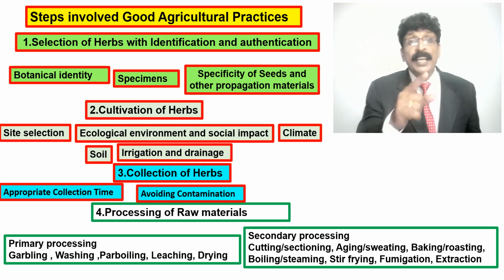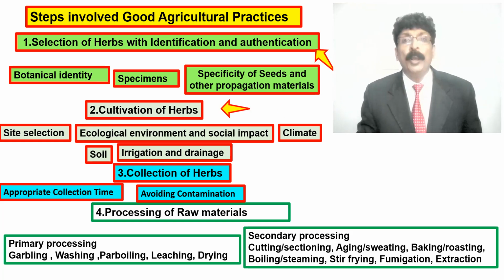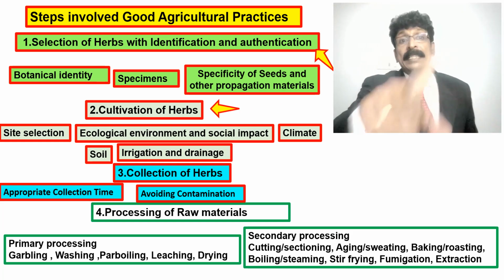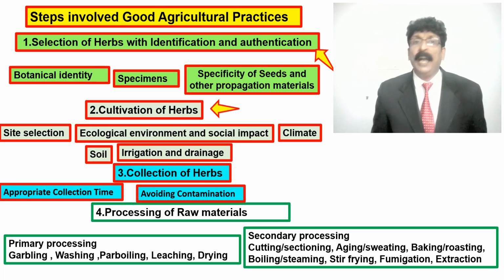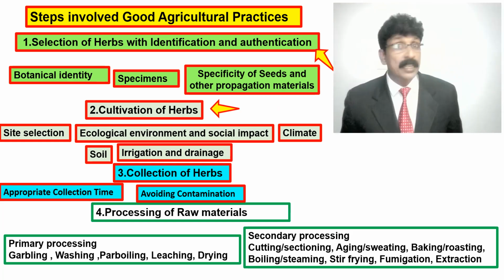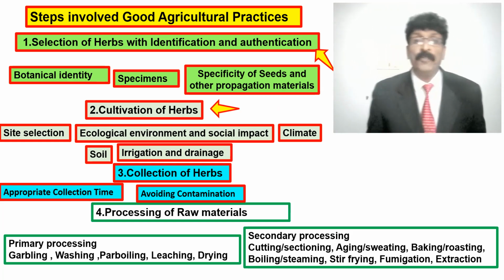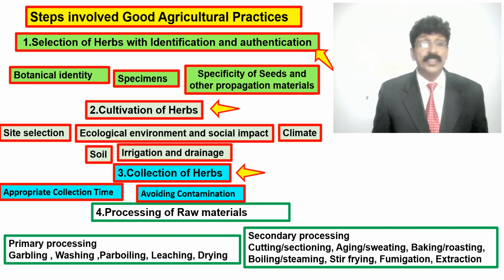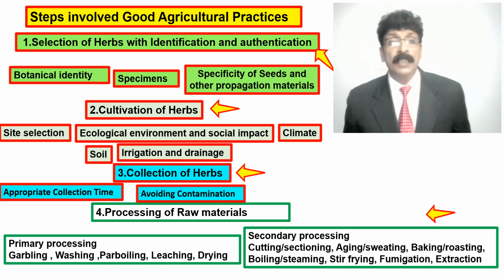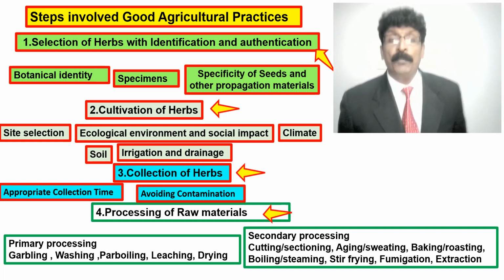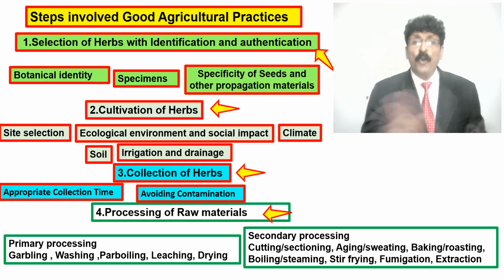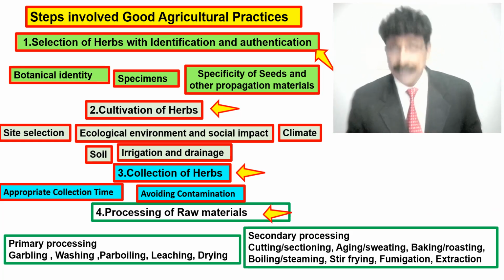Now you see here, once more I want to make you to, that is, one is selection of herbs with identification and authentication. Second one is cultivation of herb. And the third one is collection of herbs. And the fourth one is processing of raw materials. These 4 points we have to see in detail in the next class.